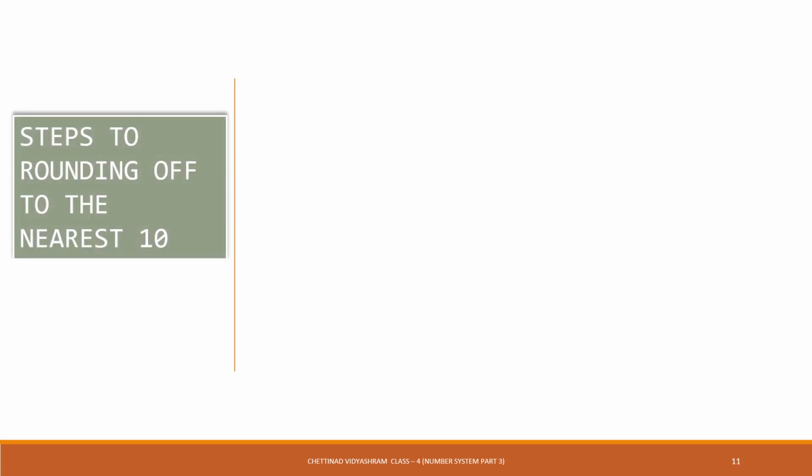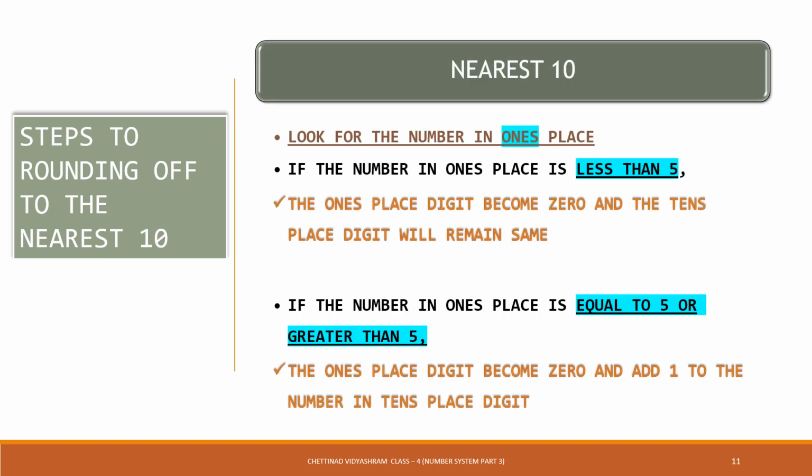Steps to rounding off to the nearest 10. Always look for the number in the ones place. If the number in the ones place is less than 5, the ones place digit becomes 0 and the tens place digit will remain the same. If the number in the ones place is equal to 5 or greater than 5, then the ones place digit becomes 0 and add 1 to the tens place digit.